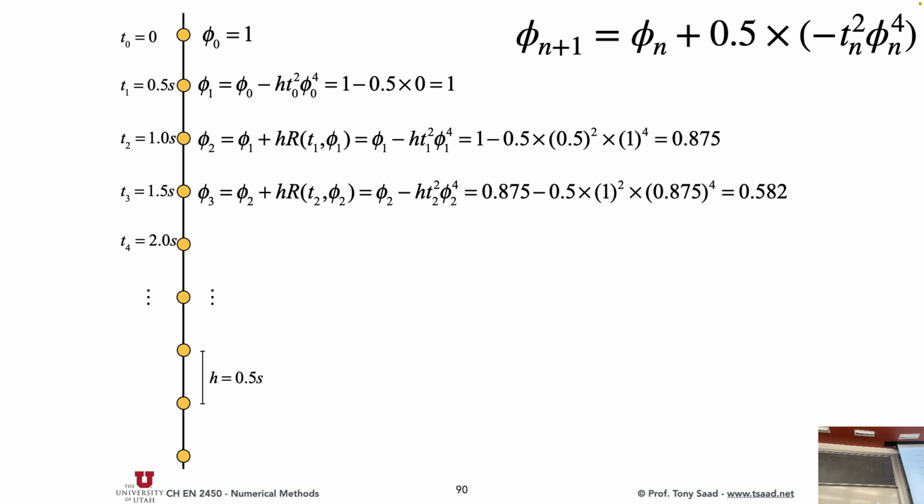Now notice phi 2, we brought it from up there, 0.875. Delta t or h is 0.5. And then t2 is 1, so that's 1 squared, and then phi 2 is 0.875 to the power 4. Then you get that number, and you build your solution one step at a time.